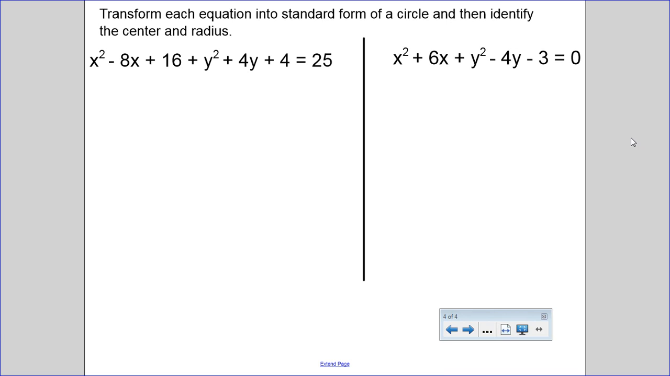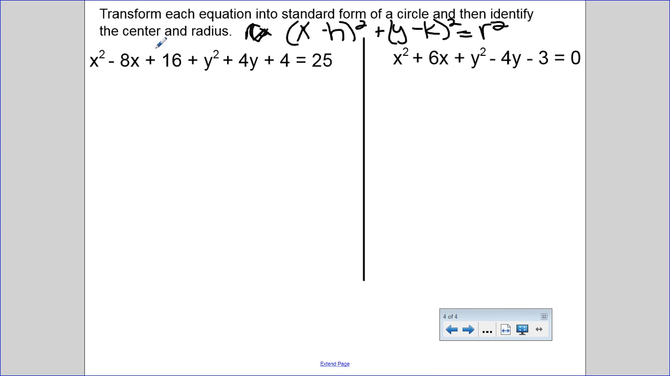All right, let's look at these two. It says transform each equation into standard form of a circle and then identify the center and radius. So remember, if I had my standard form, here, let's start over: (x minus h) squared plus (y minus k) squared equals the radius squared. All right, so look at this.